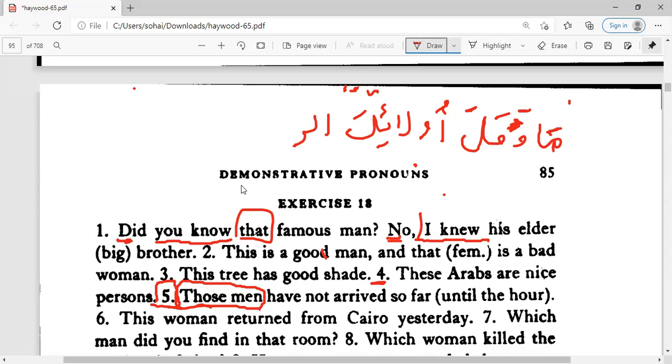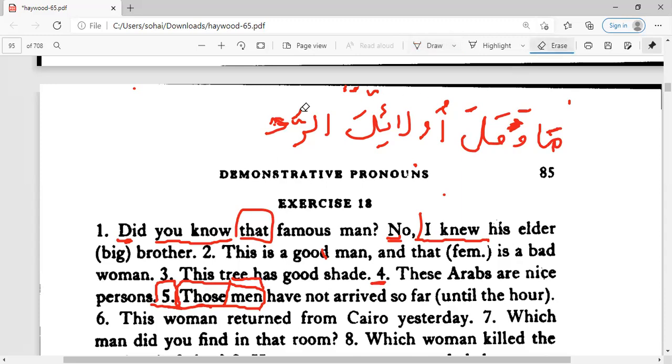Ar-rajuluna. Raju. So I don't know. Men is a singular plural? Men. Plural. So is rajul singular or plural? Rajul, rajulun. What's the plural of it? Ar-rajuluna? No. Ar-rijalu.